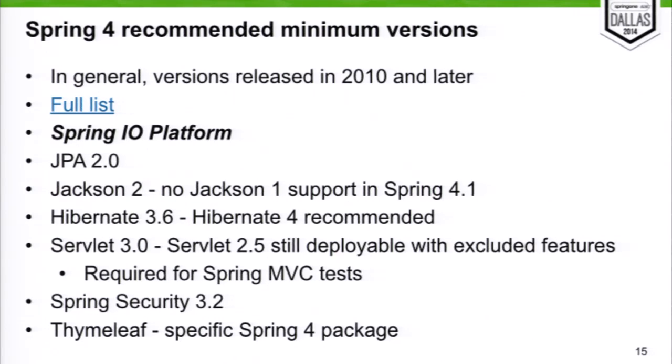JPA 2.0 is another big update, moving from 1.1 to JPA 2. Jackson 2, if you're using Jackson for any of your REST controllers, any of your object serialization: the Jackson 1 support is dropped in Spring 4.1. So since the recommendation is to skip 4.0 completely and go directly to 4.1, that means you're going to need to migrate your Jackson libraries. This is a little bit tricky, and I have a couple of slides on how to do that.